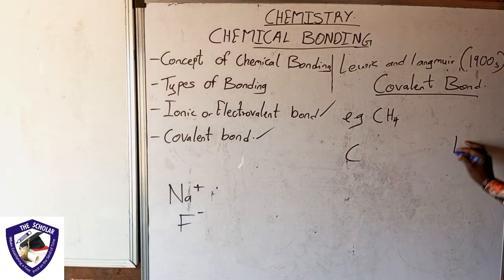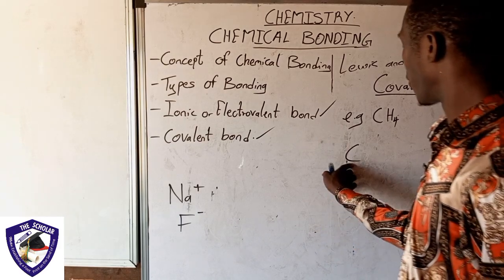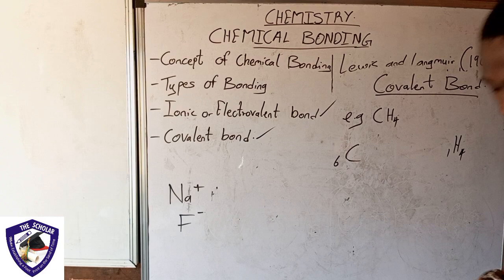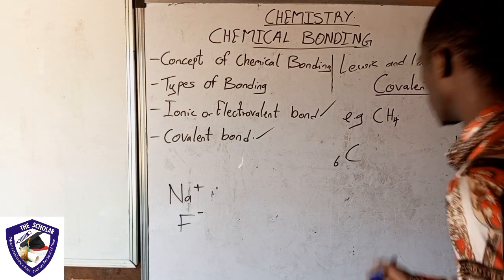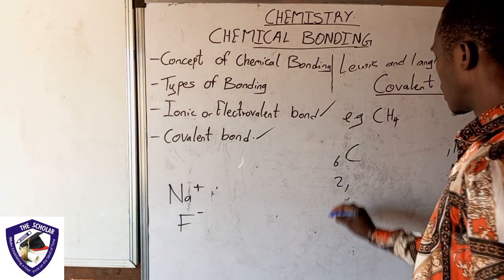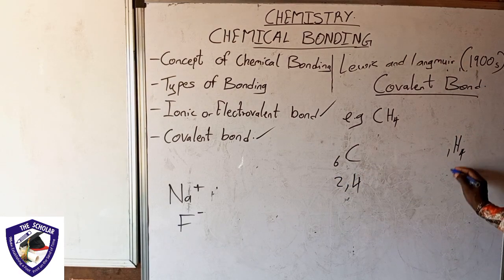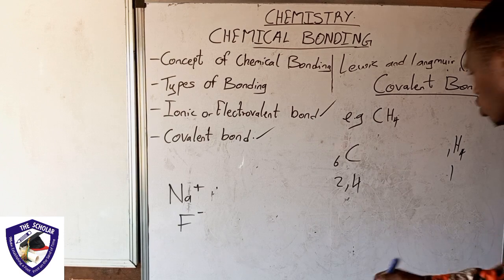Carbon and 4 molecules of hydrogen. The atomic number of hydrogen is 1. The atomic number of carbon is 6. Let's write out the electronic configuration. We have 2, and then we have 4. For hydrogen, we have 1. But don't forget that this is 4 molecules of hydrogen. Now let's draw out the shell.